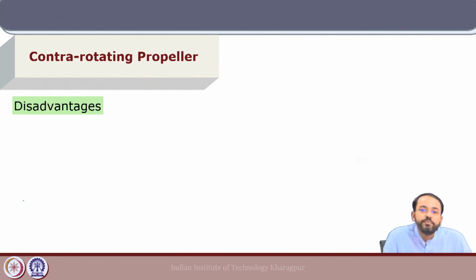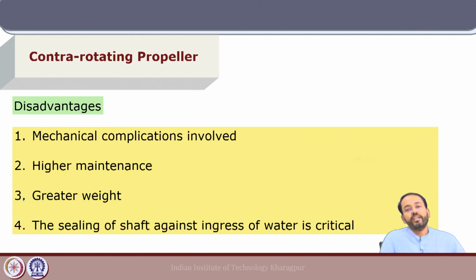Next, there are some disadvantages which need to be considered while using a contra-rotating propeller. There are certain mechanical complications which are involved, because here we have two coaxial shafts which are rotating in opposite directions. Higher maintenance requirement is necessary for the complex configuration of contra-rotating propellers, and also the bearings need to be designed to take care of the rotations in two opposite directions.